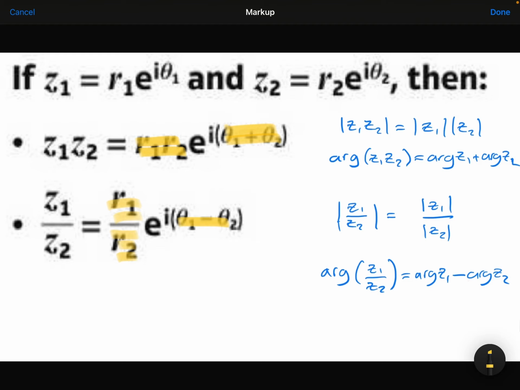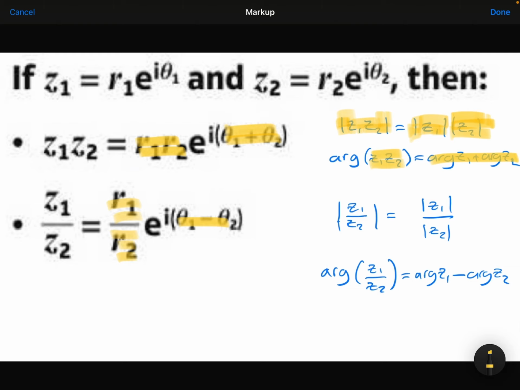So that makes sense. We saw that in year 12, that if I multiply two numbers together and then look at the modulus of that, that's just going to be the same thing as the modulus of the first number times the modulus of the second number. The argument of two complex numbers being multiplied together is just the sum of the two arguments.